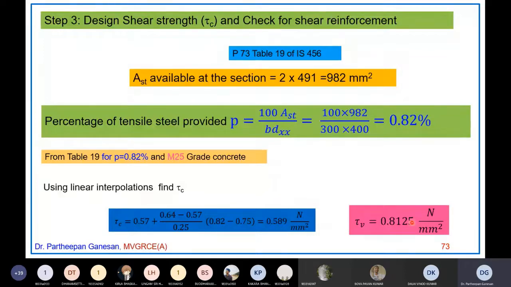And tau v we found out what? 0.8125. Actually, this earlier value in the previous step we found out, tau v value, that is 0.8125. Tau c is only 0.589. The design shear strength of concrete without providing any shear reinforcement is only 0.589 Newton per millimeter square. But the stress acting on the section due to shear is 0.8125. It is more than the strength. So you have to provide shear reinforcement. Your design shear strength is less than the nominal shear stress.